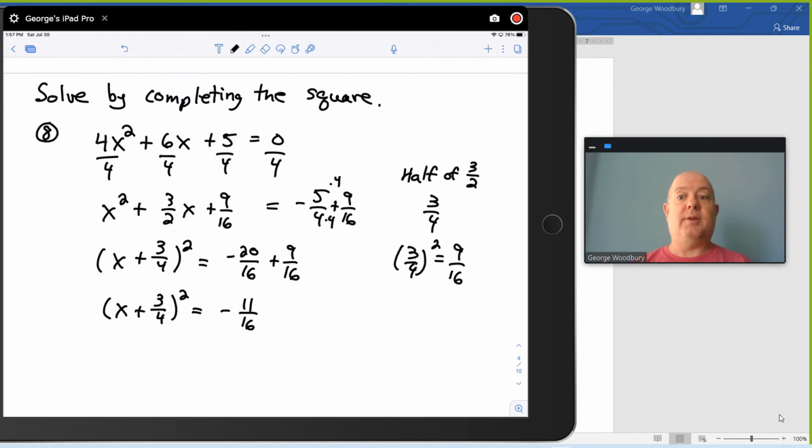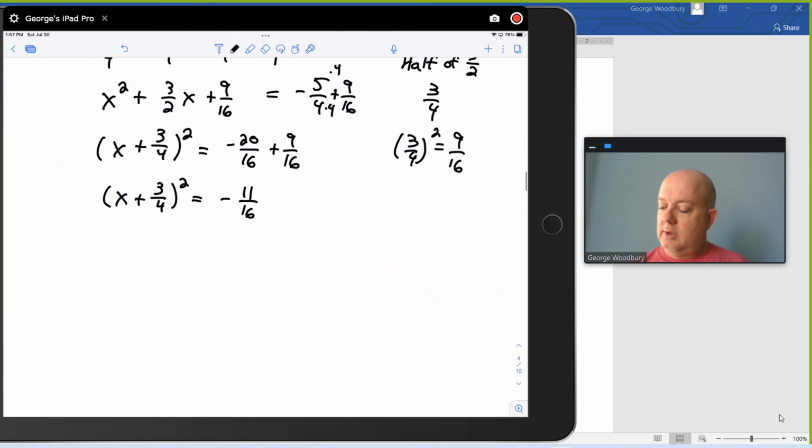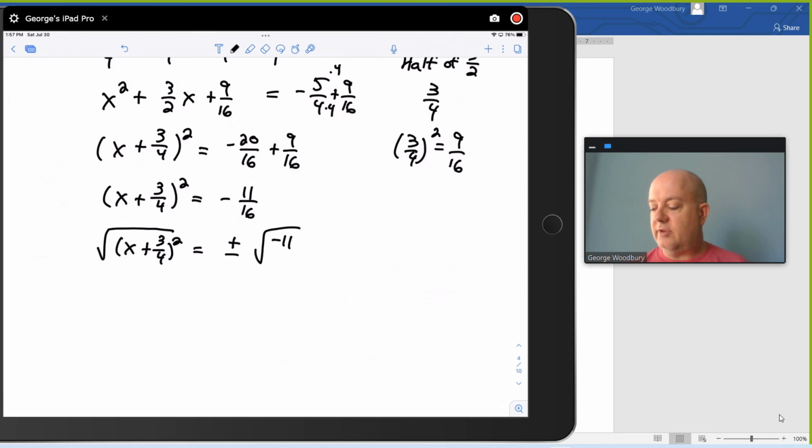Now it's in that right form. We've got a square equal to a number. We can solve it by taking square roots of both sides. Square root of x plus 3/4 quantity squared equals plus or minus square root of negative 11 over 16. By the way, that plus or minus is the one step that students miss more often than anything else. You get two solutions from this. Make sure you include them.